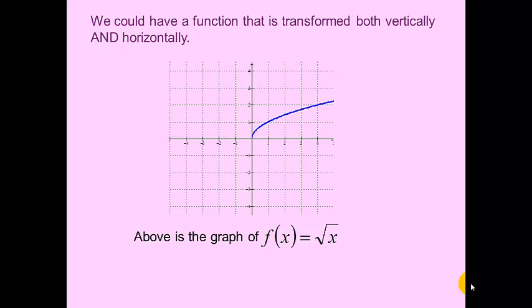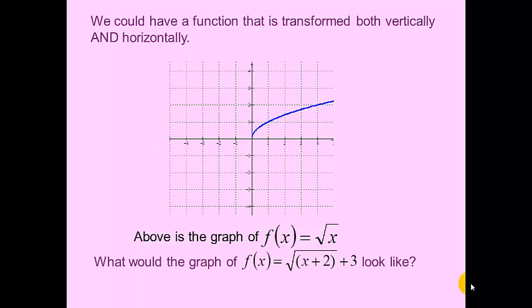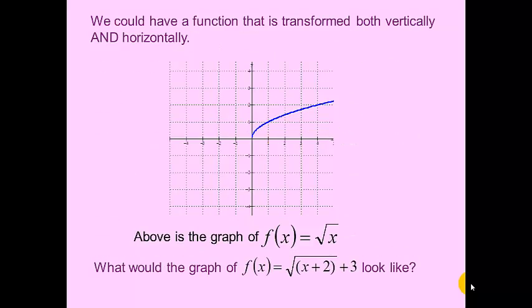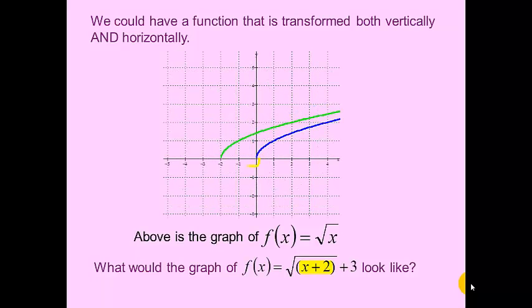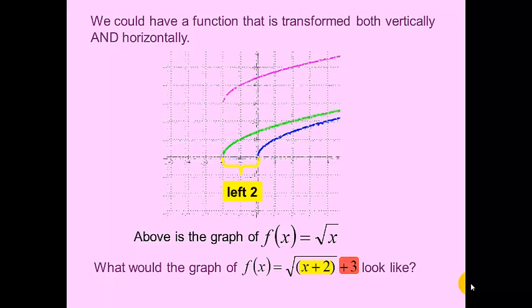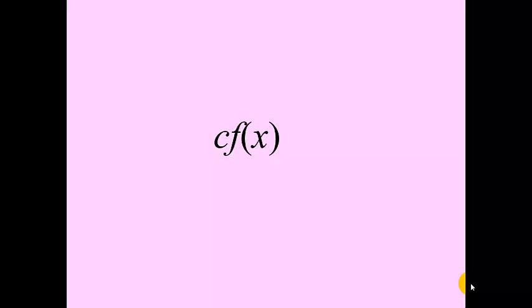Now we could look at those two transformations combined. If we look at our square root of x function, we could transform it both vertically and horizontally. If we had f of x equals the square root of x plus 2, and then plus 3 on the end, that x plus 2 would be a horizontal shift to the left 2, and then the plus 3 on the end would shift it up 3.